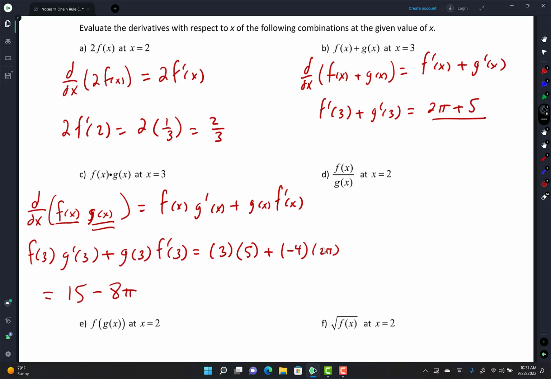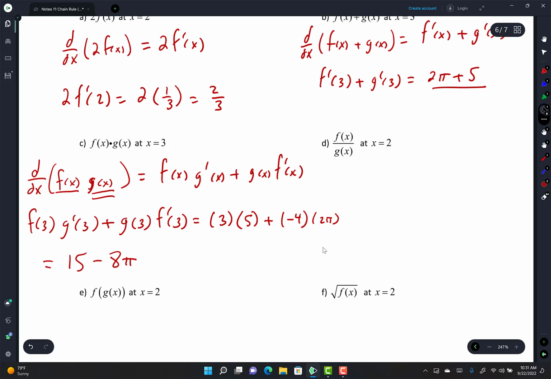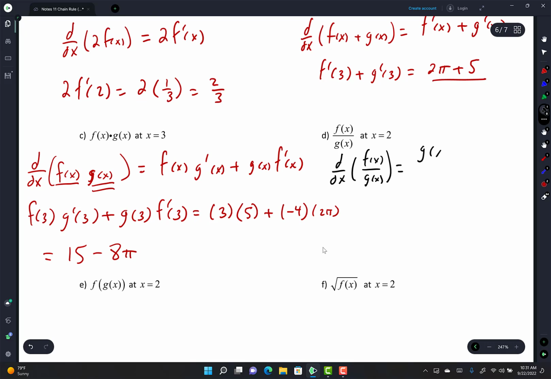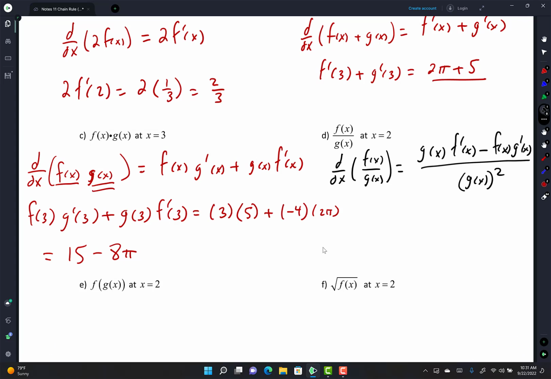All right, here we go. I'm going to put this in black so you guys can see. D dx of f of x over g of x. What rule am I using here? Quotient. Bottom times derivative of the top. Yeah, low D high. Minus top times derivative of the bottom. All over bottom squared. So that's what I'm doing.